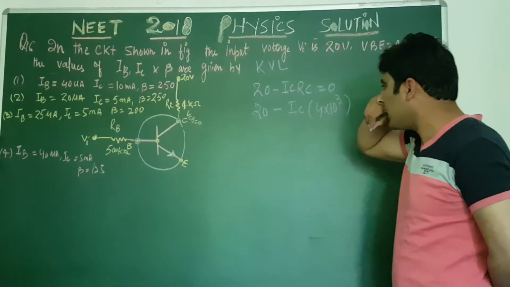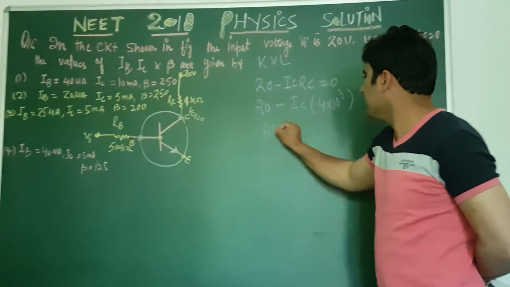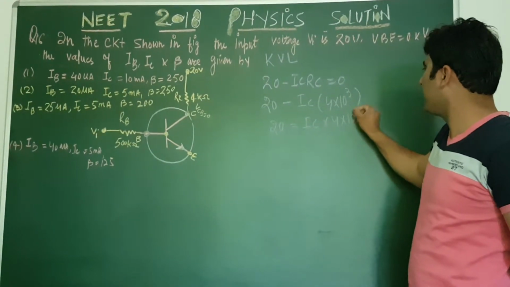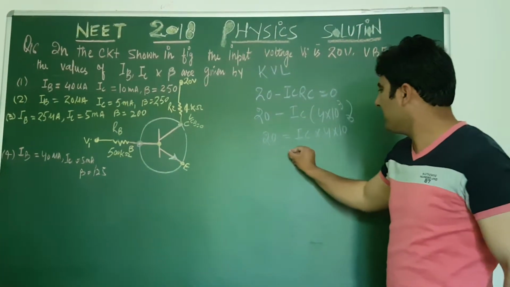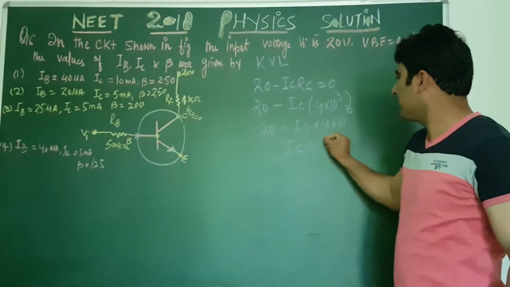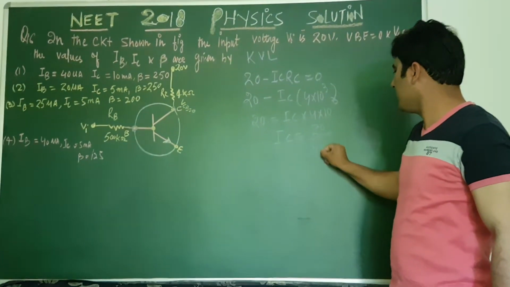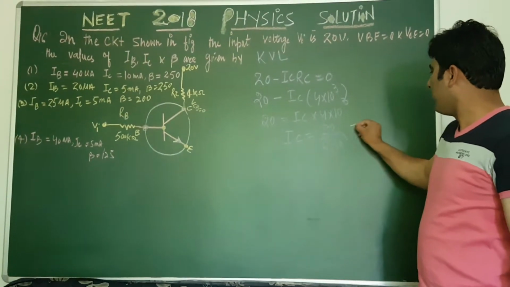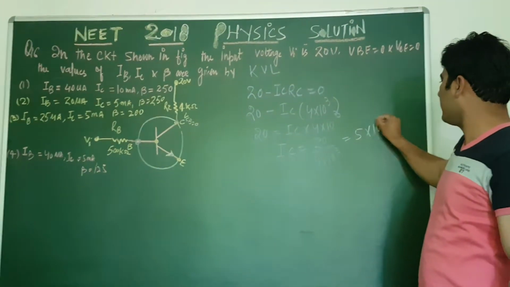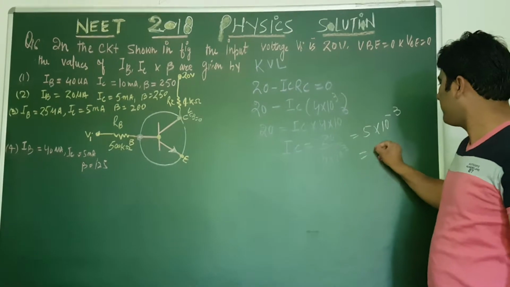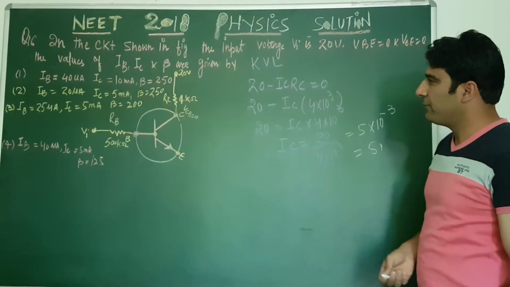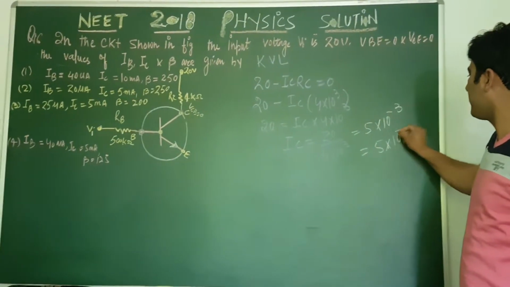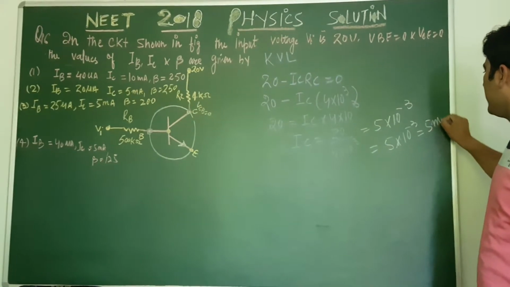So we have to find out IC. It will be 20 is equal to IC into 4 into 10 to the power 3, right? So IC is equal to 20 divided by 4 into 10 to the power 3. So it will become 5 into 10 to the power minus 3. It is in milliampere, so it is 5 into 10 to the power minus 3, which is 5 milliampere.